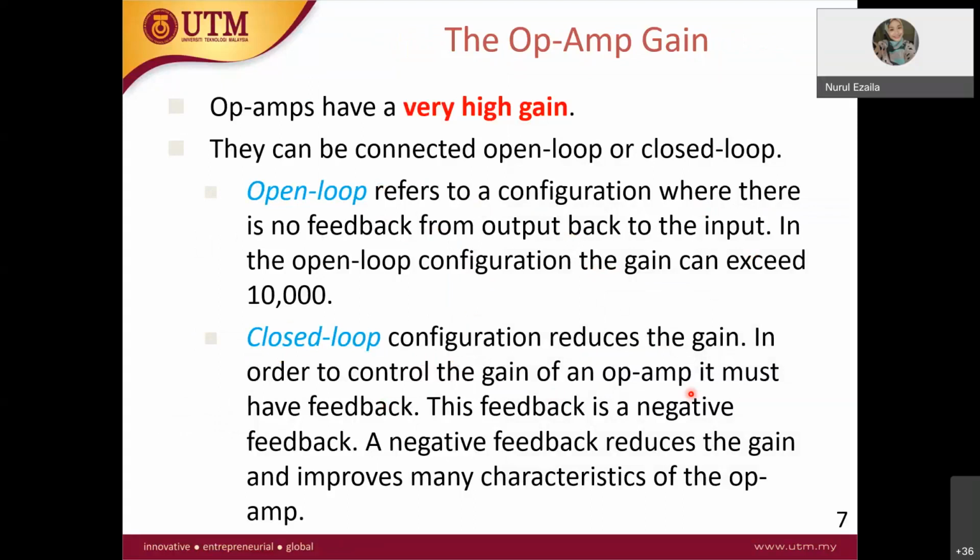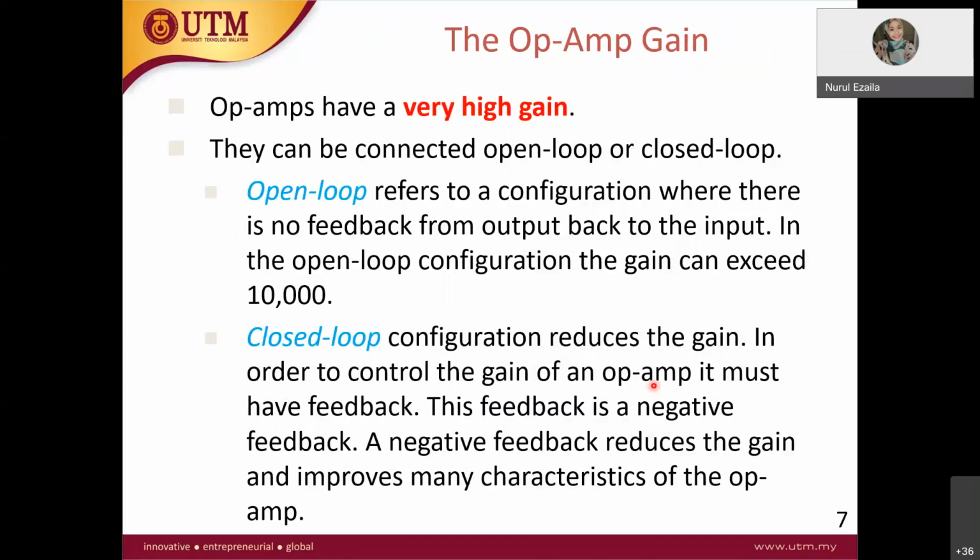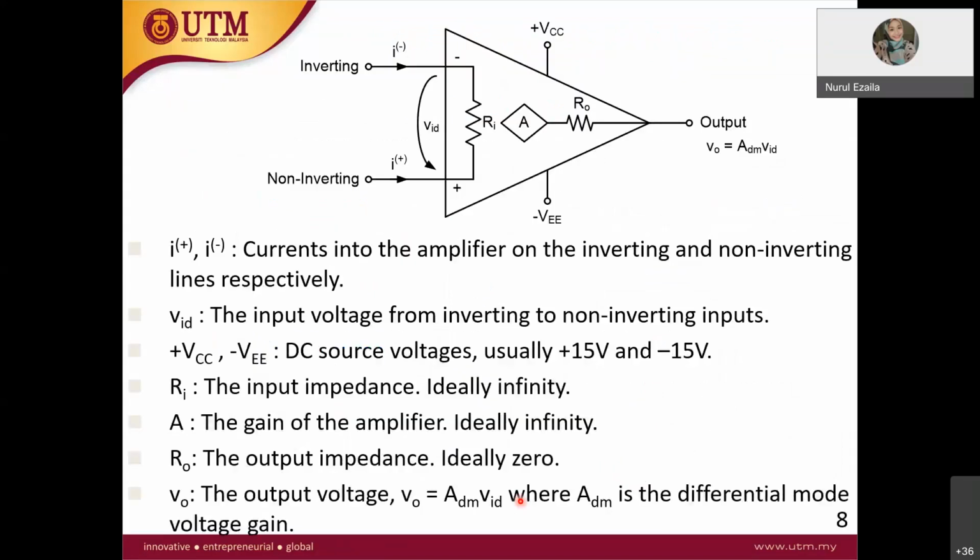Feedback means that, when you have input and output that are not connected to each other, you can connect between input and output with a feedback resistor. A negative feedback reduces the gain and improves many characteristics of the op-amp. So this is how it looks.